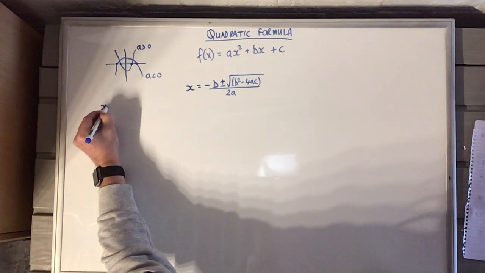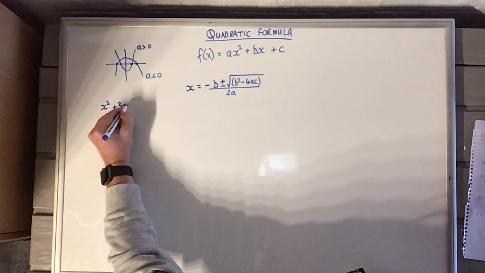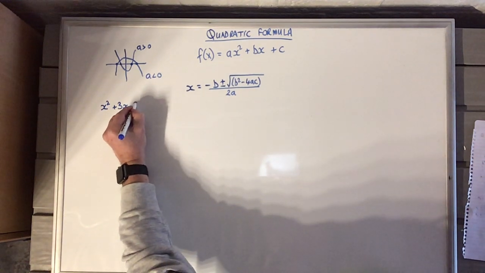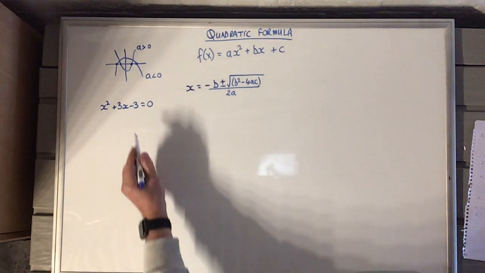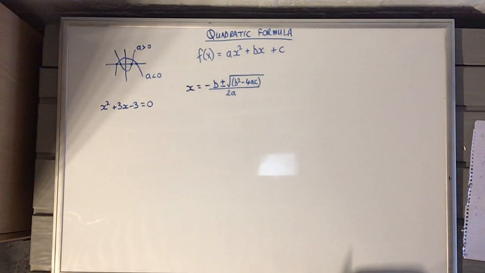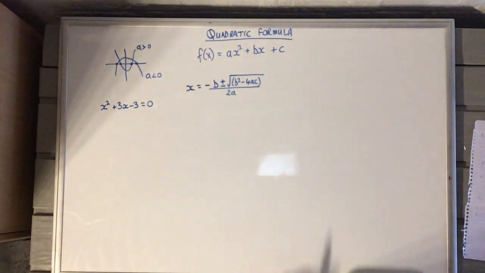So I've got this quadratic, x squared plus 3x minus 3 equal to 0. And the question is, where does this quadratic cross the x-axis? What points does it cross the x-axis? Well, if you just take my word for it, it doesn't factorise. Therefore, we have to use this formula here.